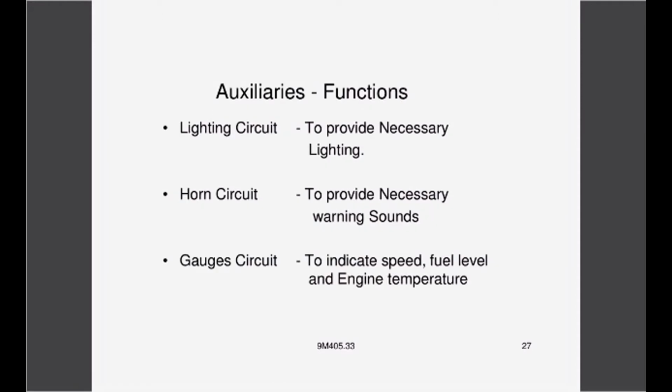This lighting circuit is used to provide necessary lighting for the vehicle. It may be the headlights or the lights in the passenger compartment. The next thing is the horn circuit. This horn is used to warn people or vehicles when the vehicle is moving on the roads. So this is used to provide necessary warning sounds. And finally the gauge circuit. You might have seen the speedometer and fuel level indicator on any vehicle dashboard. This gauge circuit is used to indicate the speed, fuel level and engine temperature.